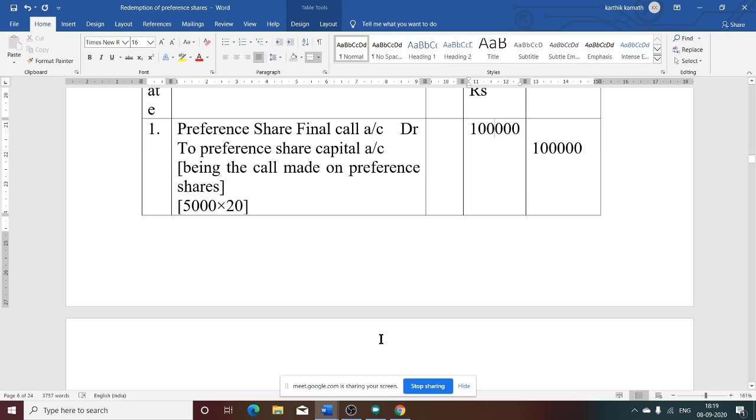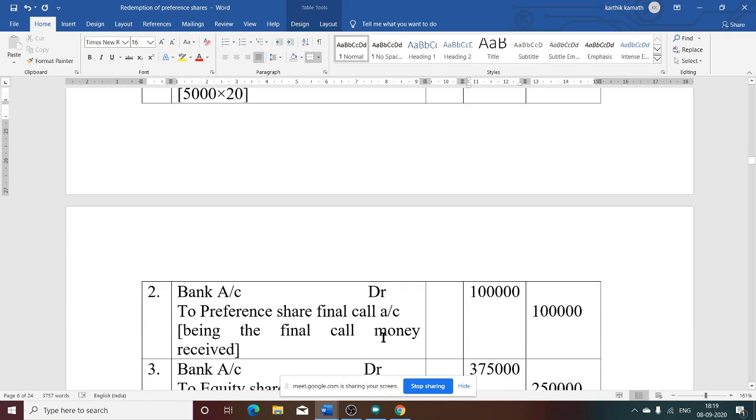Now, after this, actual money received. First the call is made, then actual money is received. What is the journal entry for money received? Call money received, so bank account is debited. Bank account debit to preference share final call account 1 lakh. Same amount. First call is made for 1 lakh, now 1 lakh is received by the company. Being the final call money received from the shareholder. So now we have passed both entries, that is, for partly paid shares, two entries we have passed.